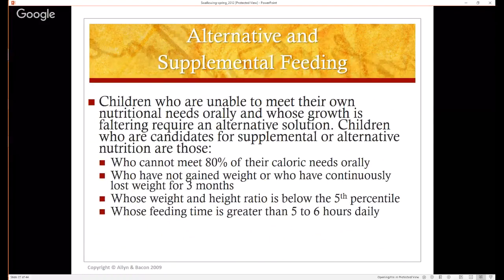Alternative and supplemental feedings. Also children who are unable to meet their own nutritional needs orally and whose growth is faltering require alternative solutions. Children who are candidates for this are those who cannot meet 80% of their caloric needs orally, those who have not gained weight or who have continuously lost weight for 3 months, those whose weight and height ratio is below the 5th percentile, and those whose feeding time is greater than 5 to 6 hours daily.